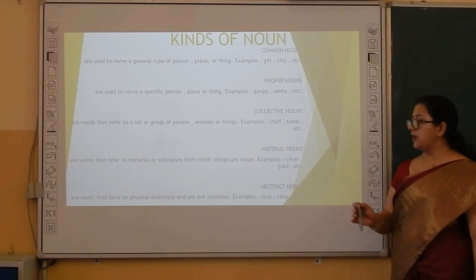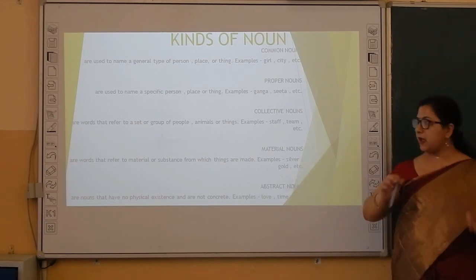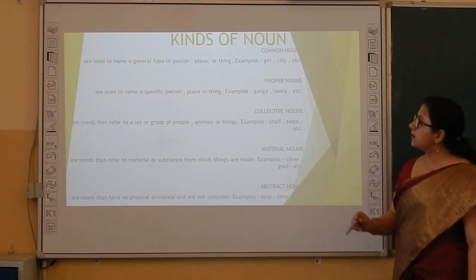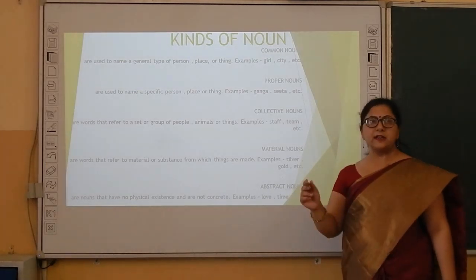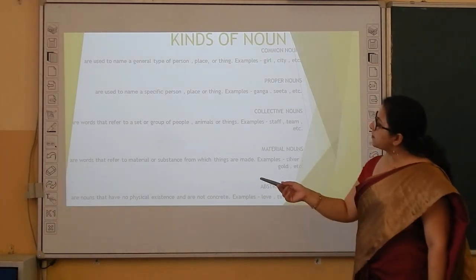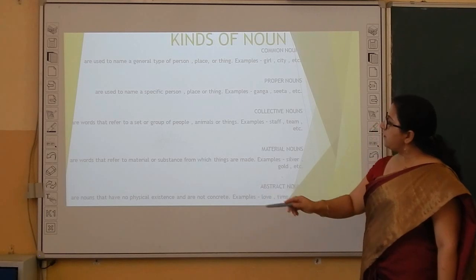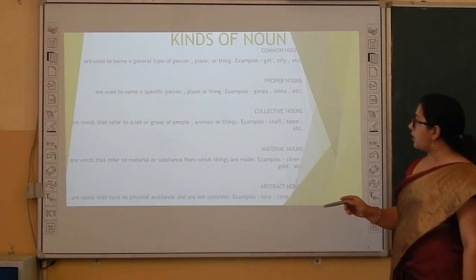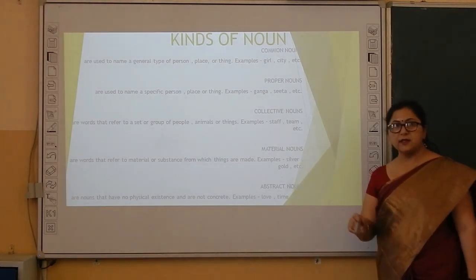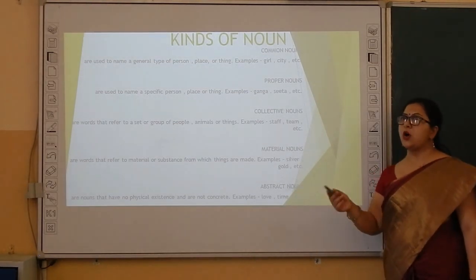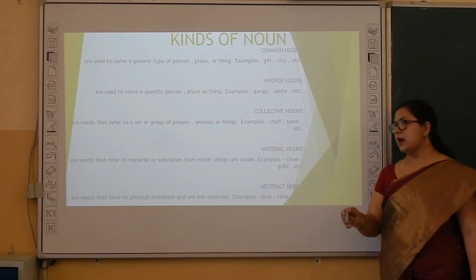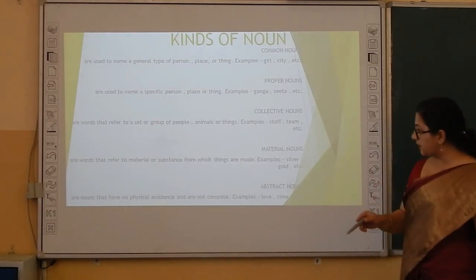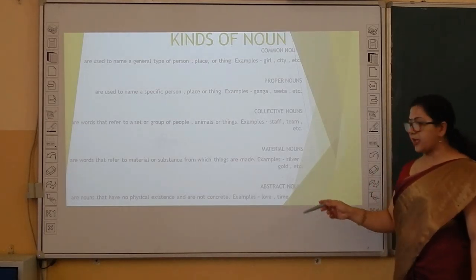The fifth category in the noun section is abstract noun. Abstract, as the word itself shows, abstract nouns are nouns that have no physical existence. Such words are known as abstract nouns. All emotions, feelings, etc. are examples of abstract nouns. Love, time, etc.